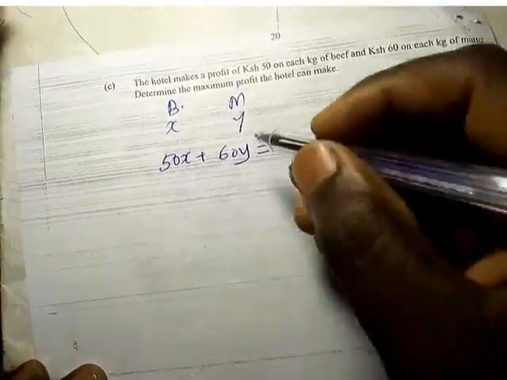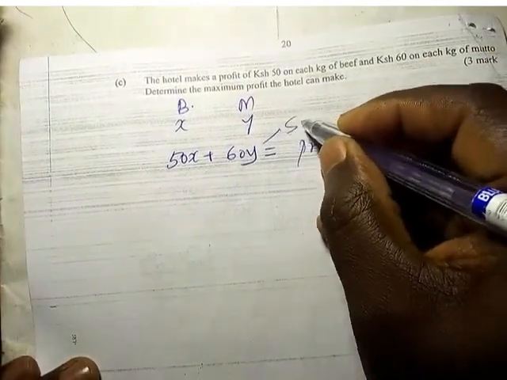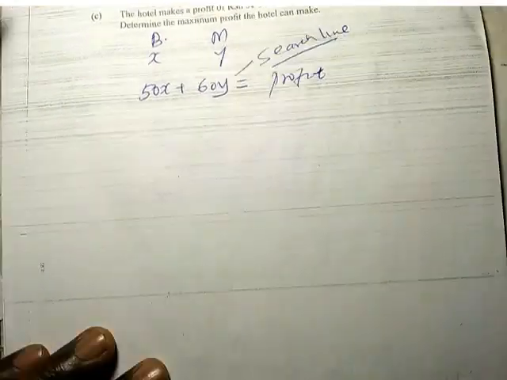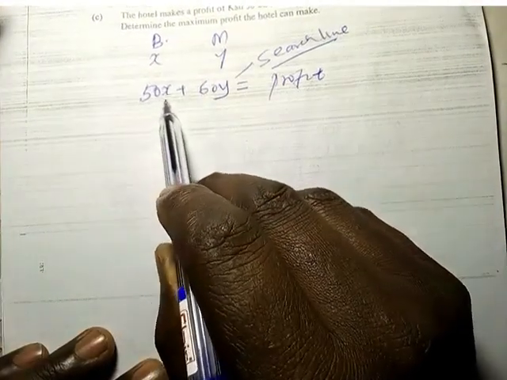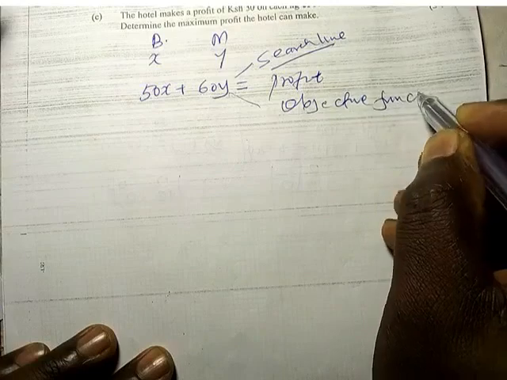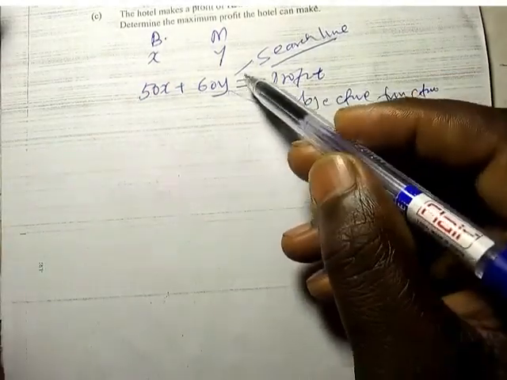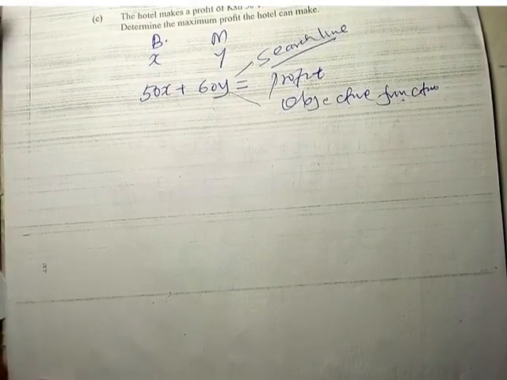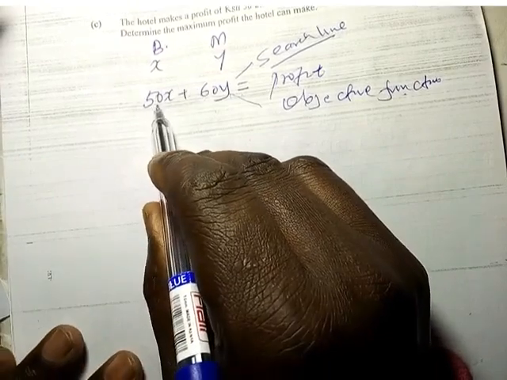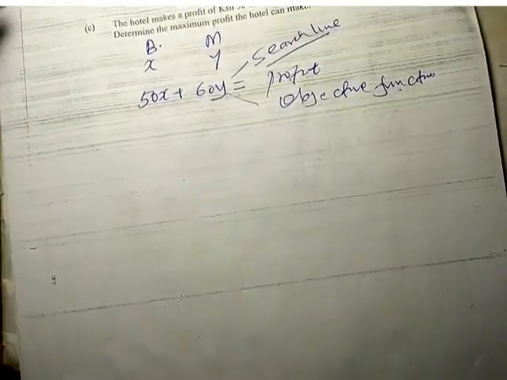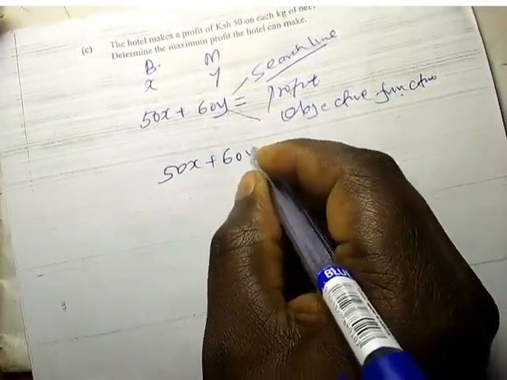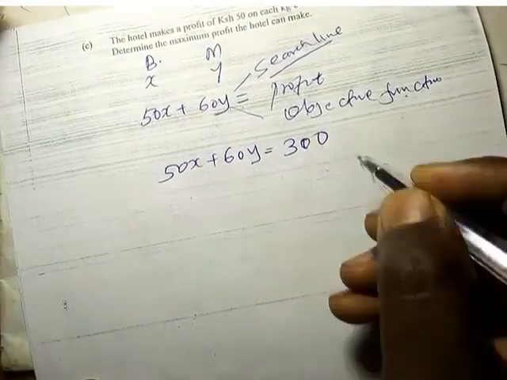So this one is going now to be our search line. We are going to get the search line. So 50x plus 60y is called the objective function, which will help us to optimize. You can also call it the optimization function. Now for us to equate, we equate it with the LCM. The LCM of 50 and 60 we can use 300. So 50x plus 60y equals 300.